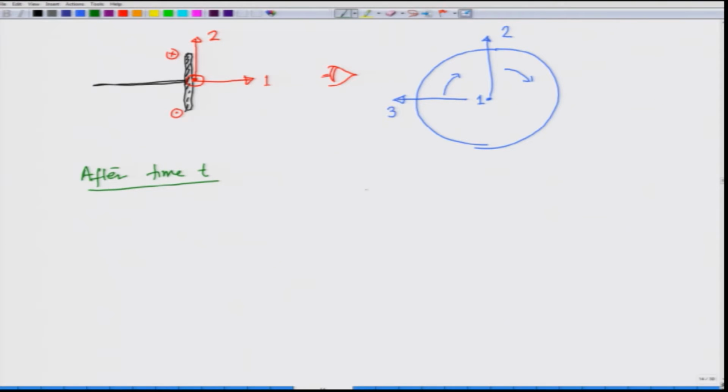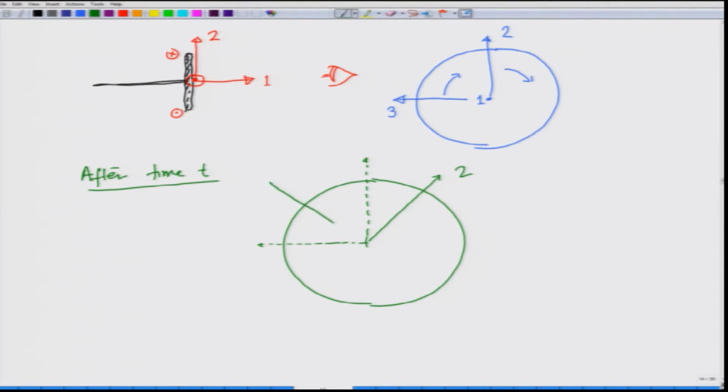what I am going to see is that the original axis 3 was like this, original axis 2 was like this, and now axis 2 has come here, axis 3 has gone here, and axis 1 remains coming out, and the wheel has rotated a bit.